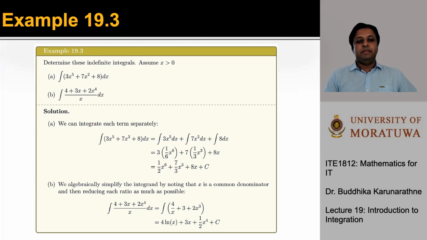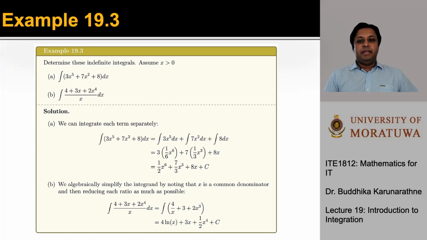And then you can simplify. Eventually, the answer will be 1 over 2 times x to the power 6, plus 7 over 3 times x to the power 3, plus 8x. And very importantly, you have to add the constant, because this is an indefinite integral. So that's example one, where you apply both rules, the constant rule as well as the sum of integrals.